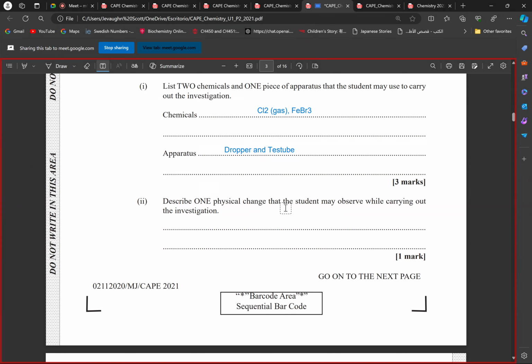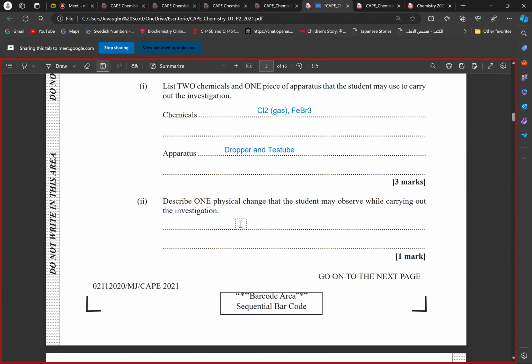Describe one physical change that the student may observe while carrying out the reaction. Sir, do you have to use iron? Will we have to use iron? I think they're using iron so they can see a color change in the ions, right? So they're using, it could be silver bromide. Technically, if it's silver bromide, we should be seeing bromine gas being evolved. So yeah, I don't think it's a have to for the iron here.